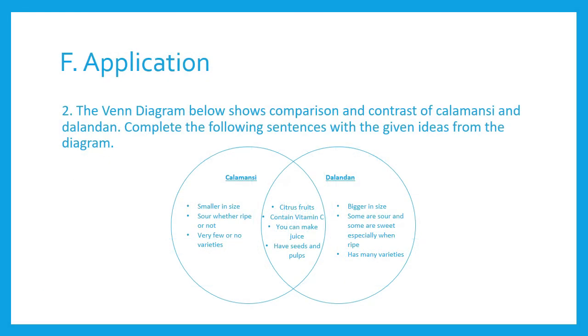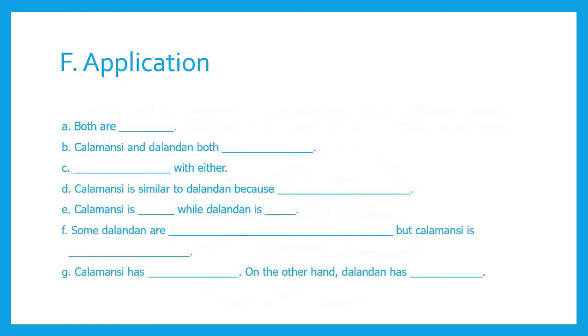Next, here is a Venn diagram that shows comparison and contrast of calamansi and dalandan. We have smaller in size, sour whether ripe or not, very few or no varieties at all. Citrus fruits contain vitamin C. You can make juice, have seeds and pulps. Bigger in size, some are sour and some are sweet, especially when ripe. Has many varieties. Now, will you complete the following sentences with the given ideas from the diagram? You can do it. I believe in you.